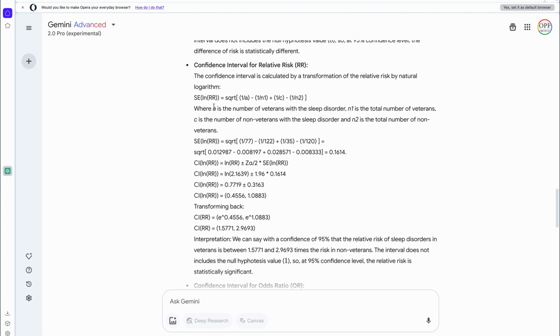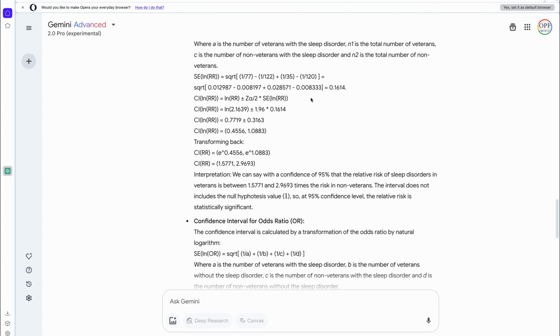Remember, the relative risk under the null hypothesis in the frequentist approach is not normally distributed. So we do a transformation, which is the natural log or log transformation. And so we are expressing the standard error of the log of the relative risk. Again, it gives this sort of text version of what the equation should look like. I always find that a bit difficult to read.